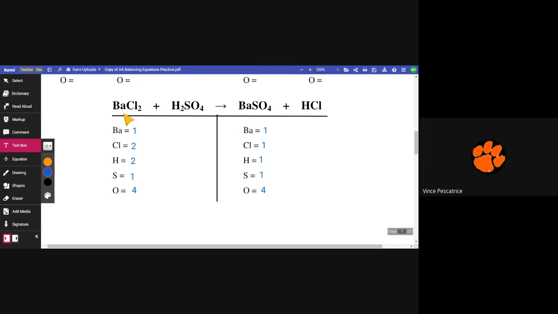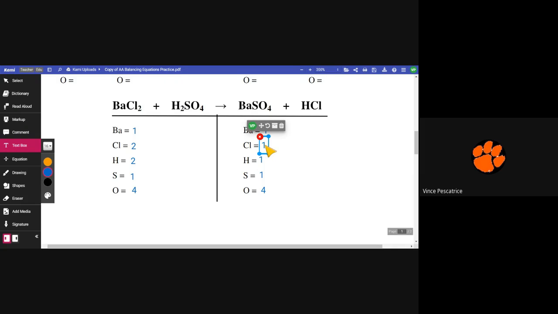All right, so you want to start where there's a mismatch. BA is good. CL is 2 and 1, so there's a mismatch. There's a mismatch here as well. So sometimes there's no rhyme or reason to where you start. You start with either one of the mismatches, whichever one floats your boat.